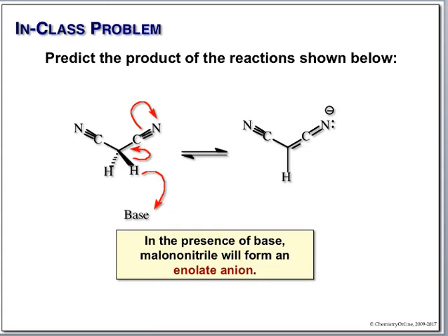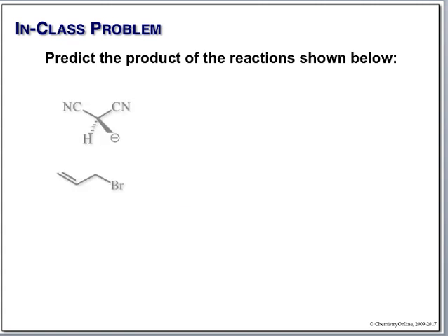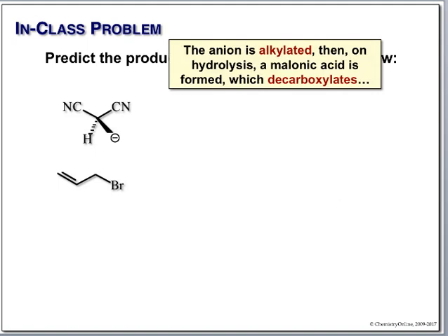But again, anion character here. This is going to attack our alkyl halide. Bromine's going to leave. And we would form this stuff. Simple alkylation. We can all do that.